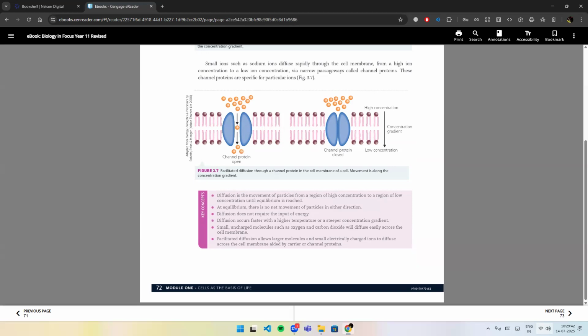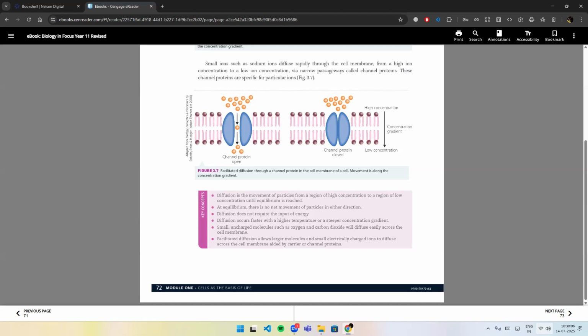Key concepts. Diffusion is the movement of particles from a region of high concentration to a region of low concentration until equilibrium is reached. At equilibrium, there is no net movement of particles in either direction. Diffusion does not require the input of energy. Diffusion occurs faster with a higher temperature or a steeper concentration gradient.